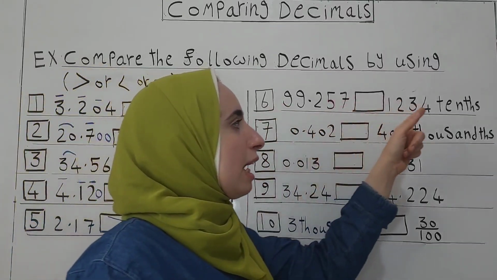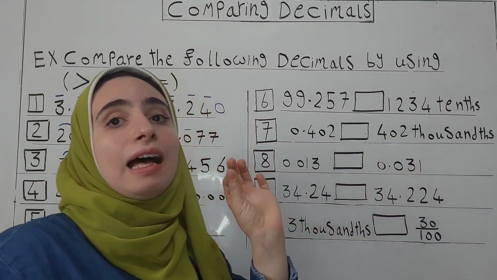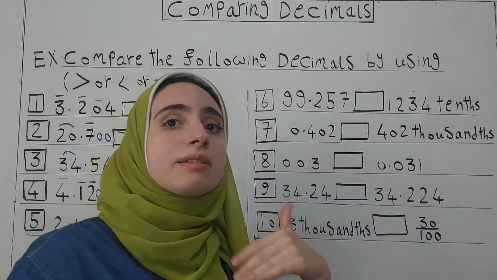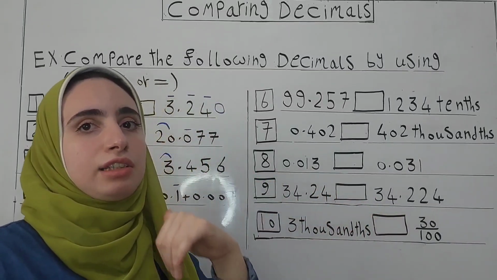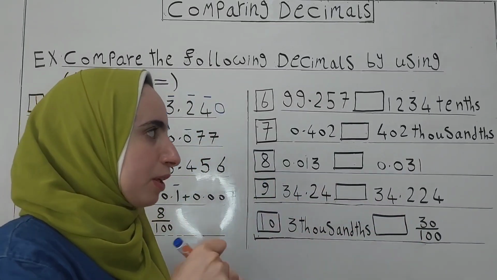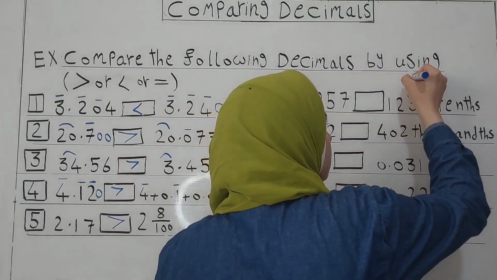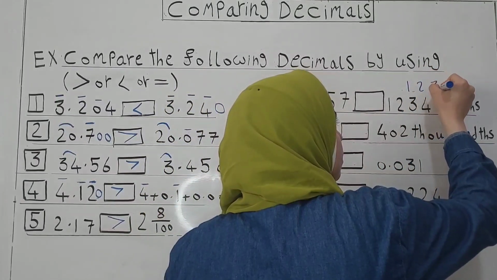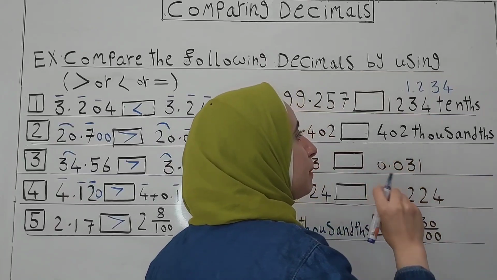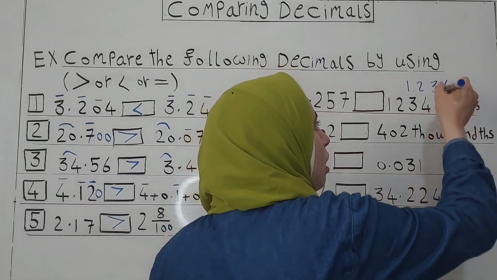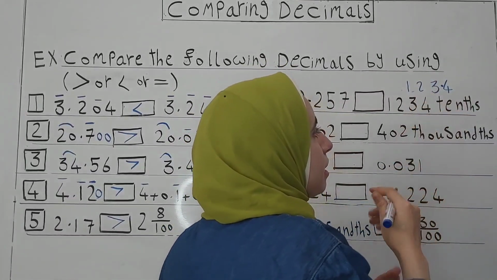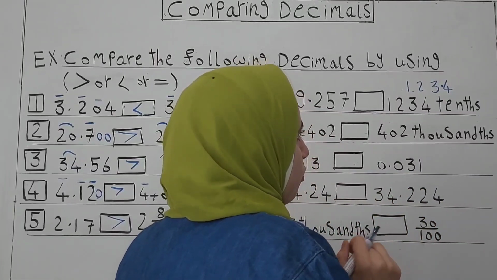Number 6, we have tenths. Tenths means we put the decimal point after one digit from the right. So we write 1234, then we put the decimal point after one digit. So we put the decimal point between 3 and 4.